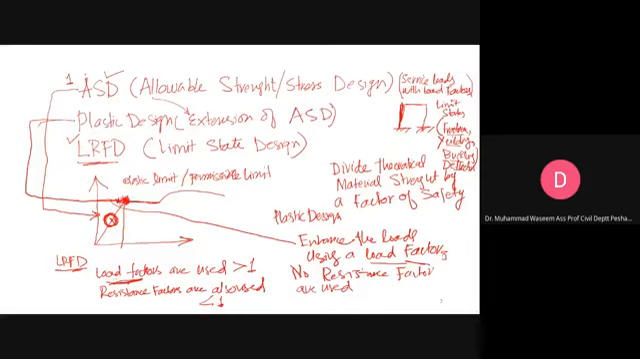Like what is ASD? ASD is the allowable stress design. Okay, plastic design is an extension of ASD because we are going from ASD to limit state design. And the most recent form of limit state design, we call it LRFD. Okay, in ASD, the stresses remain within the elastic range. In case of plastic design, the stresses are in the plastic range.